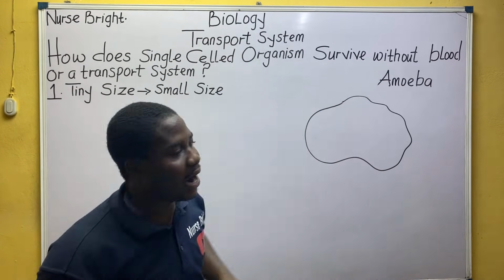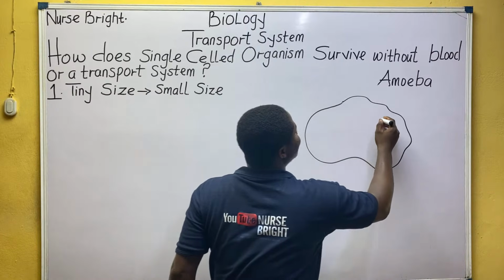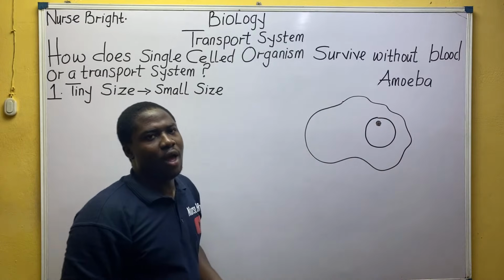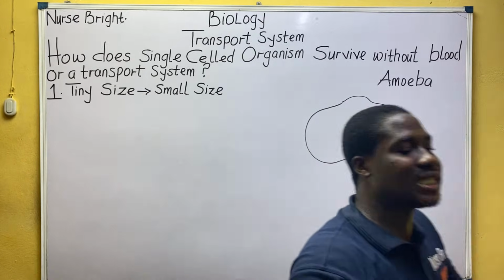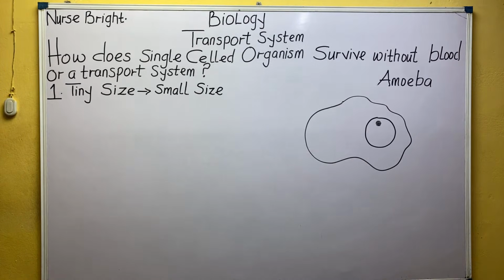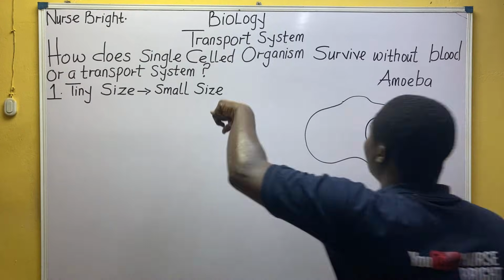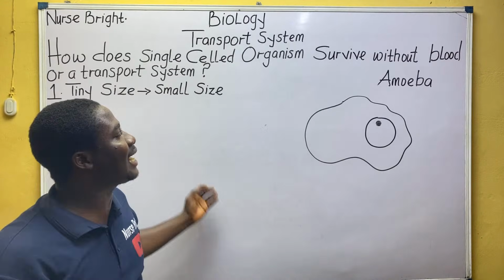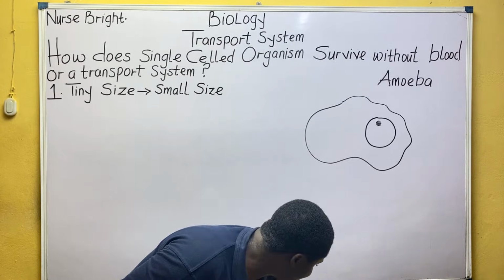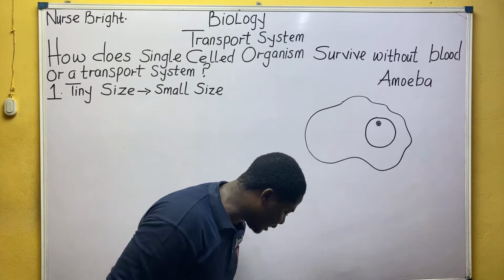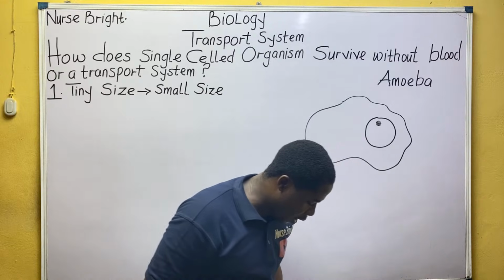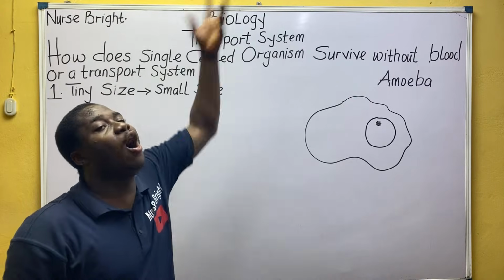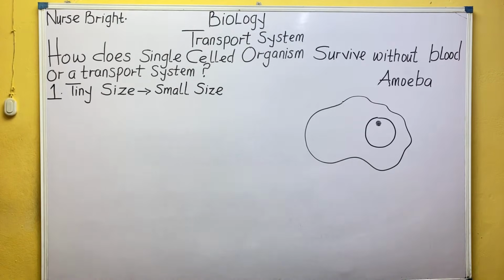So let's say this amoeba, right? All cells have a nucleus, right? Hope you are aware of these things now. Because amoeba is a single-celled organism, amoeba is unicellular, everybody. So that is one of the reasons why they can survive without blood or a transport system. Now, what are these important substances that help these organisms to survive?